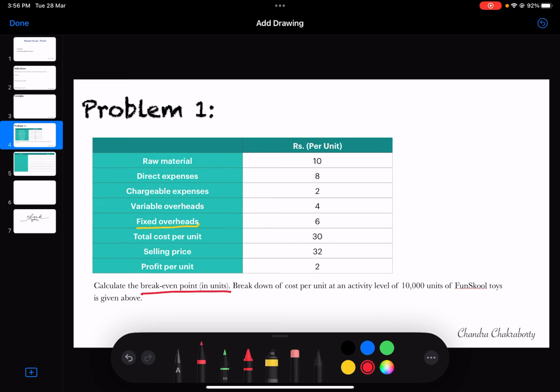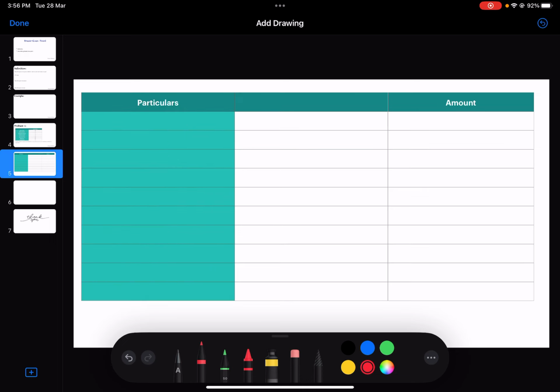This entire table shows you the breakdown of cost per unit at an activity level for 10,000 units of Fun School toys, given above. So basically 10,000 units total we have, and here we have the cost per unit breakdown of 1 unit. Now let's proceed and start our calculation.